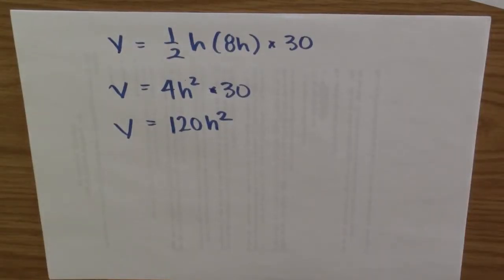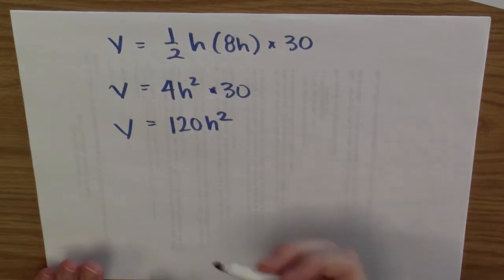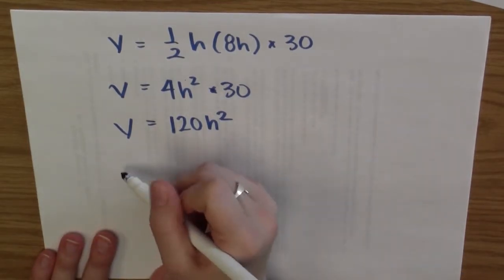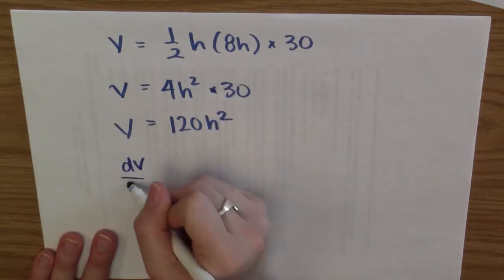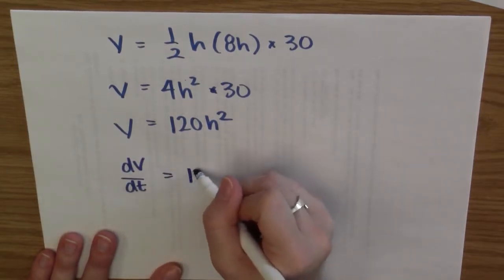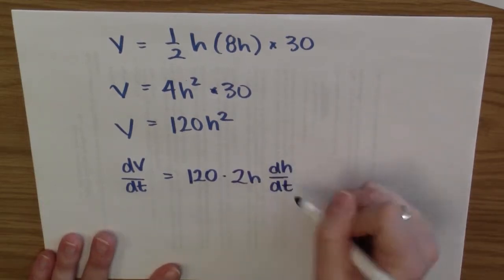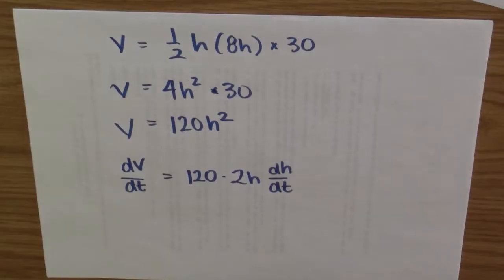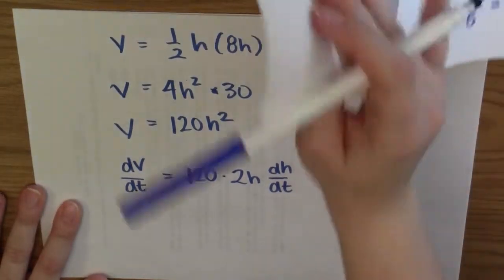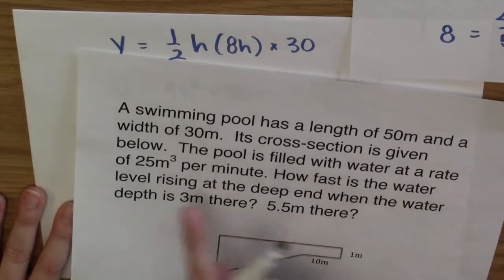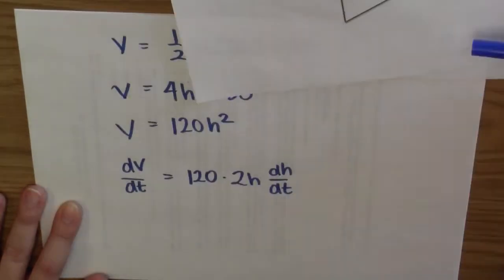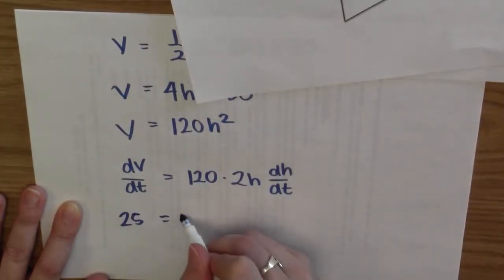We differentiate both sides of this equation, remembering that both v and h are functions of time. So differentiating the left-hand side, dv/dt equals 120, using the chain rule, 2h dh/dt. Finally, let's solve the problem. Finally, I solve for dh/dt, which is the change in the height that I'm looking for. So I know dv/dt from the original problem: the pool is filled with water at a rate of 25 cubic meters per minute. So dv/dt is 25.